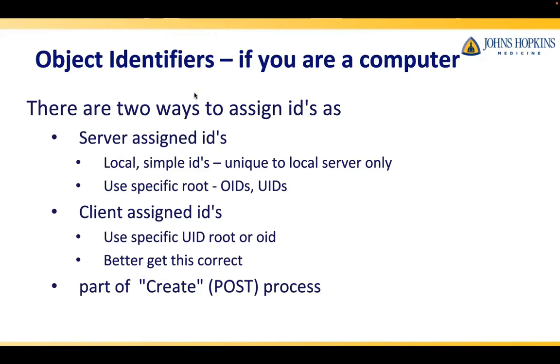So there are two ways of assigning an ID. It can be a server assigned ID or it can be a client assigned ID. A server assigned ID can be local, a real simple ID, unique to that server only. For example, it could start with the number 1, and every time a new instance is created, it just increments by 1. That's completely valid. As a matter of fact, you'll see that on the HAPI-FHIR server. Depending on the server that you're using, it can sometimes use a specific root, so we can talk about the OIDs and the UIDs and the different roots. And sometimes the server will assign a globally unique identifier.